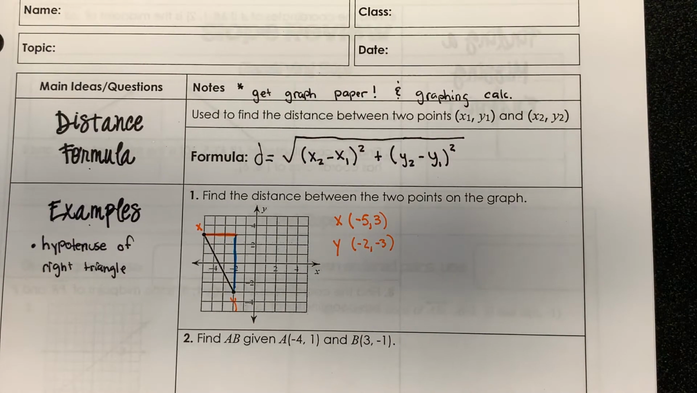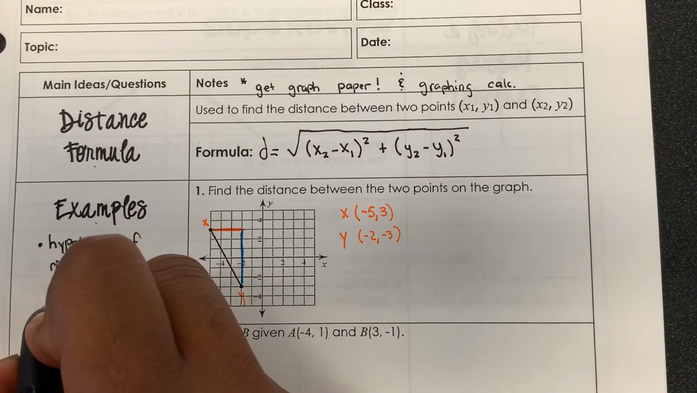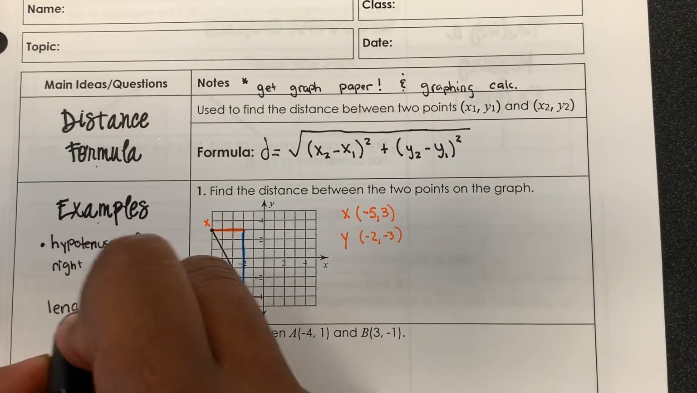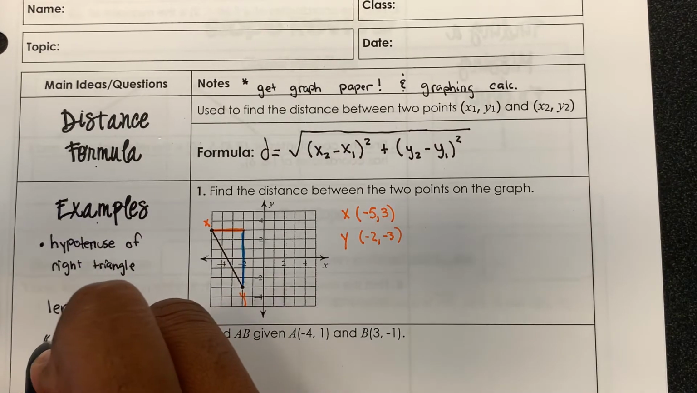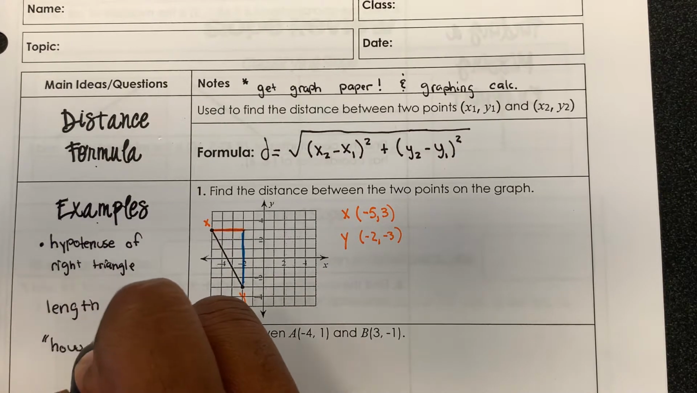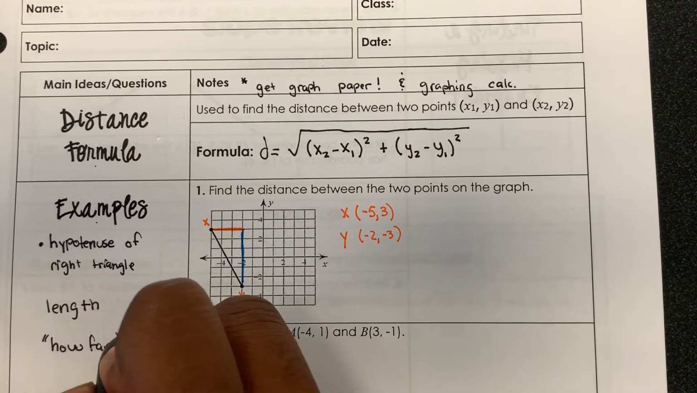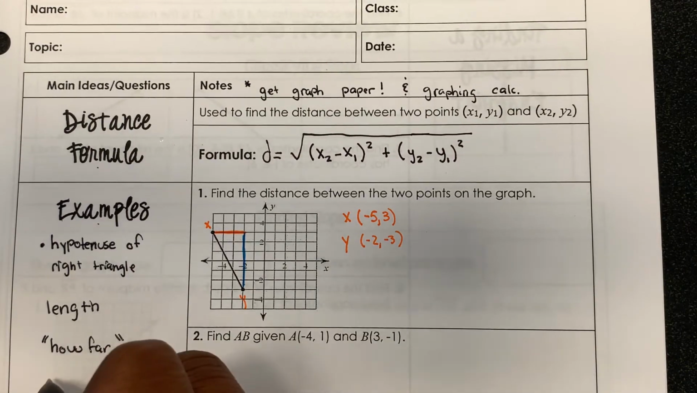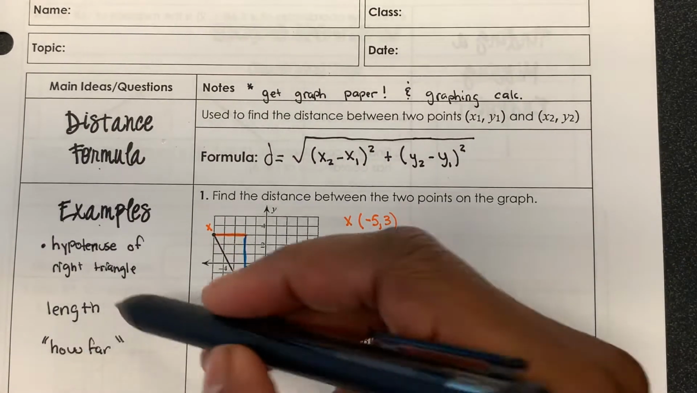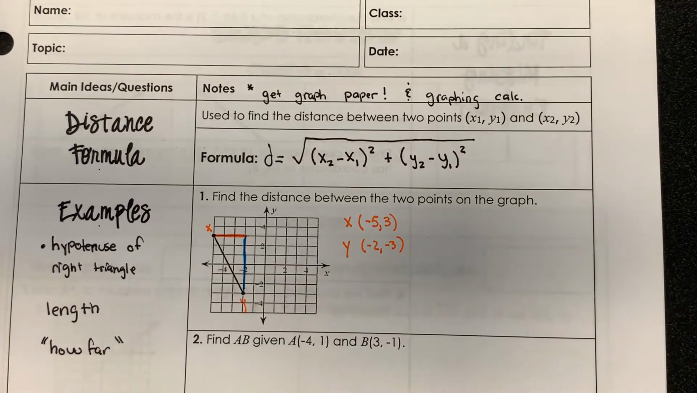Words that are synonymous with distance are length and how far. We're just going to use length and how far.